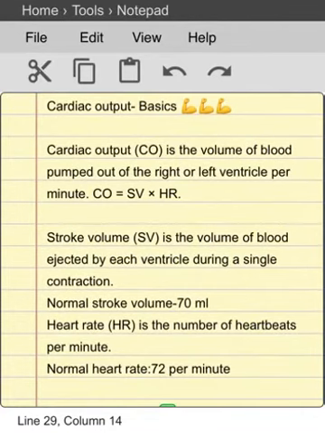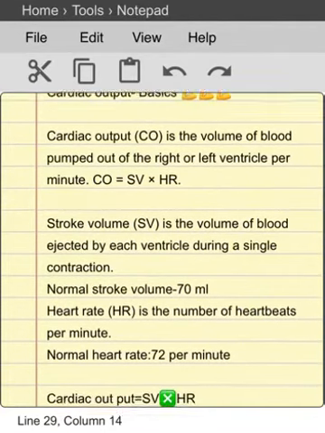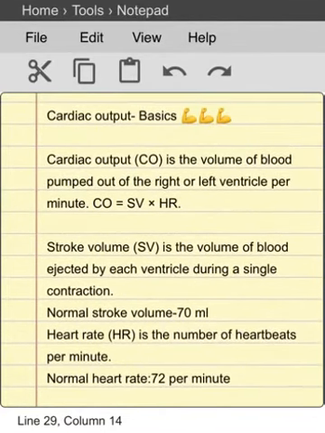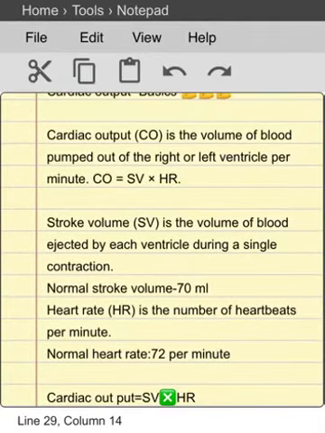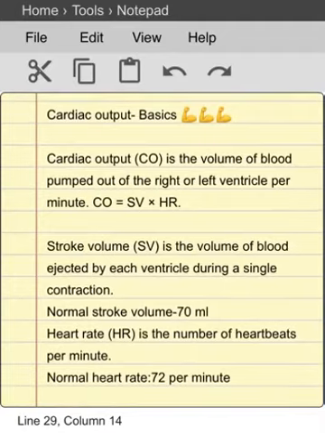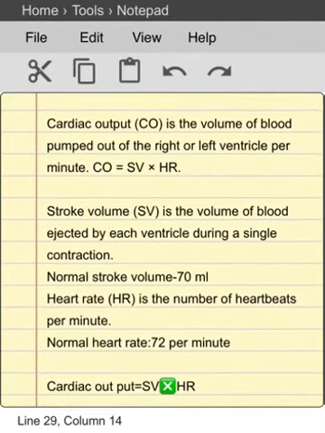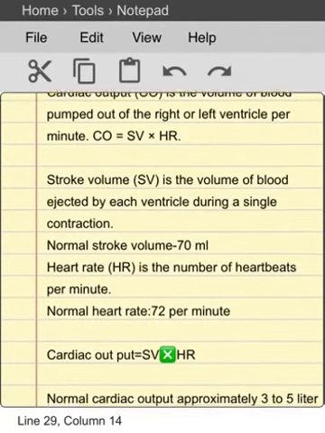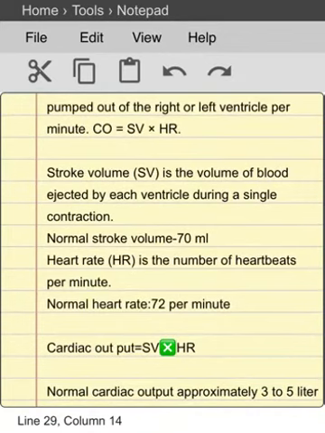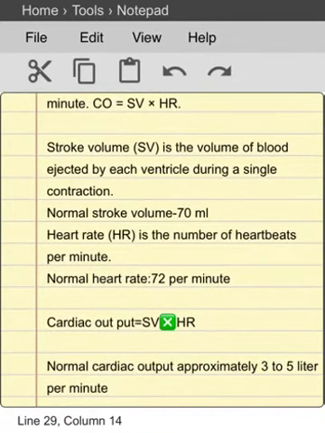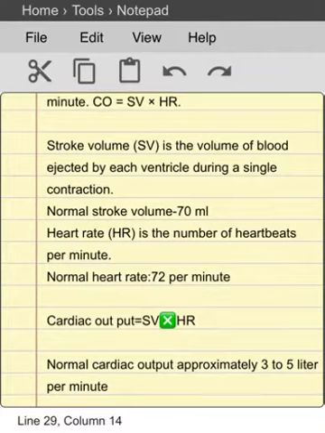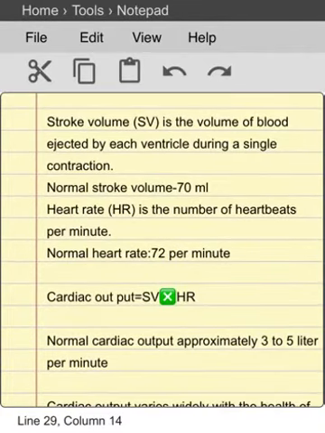There is a formula for calculating cardiac output, that is stroke volume, SV, into heart rate, HR. So cardiac output is equal to stroke volume times heart rate. We'll see what is stroke volume. Stroke volume is the volume of blood ejected by each ventricle during a single contraction.